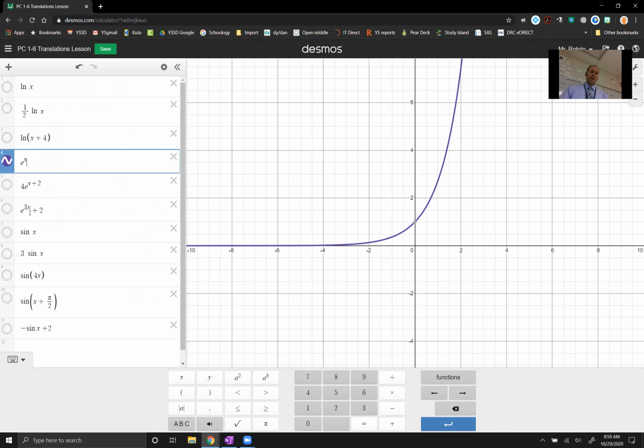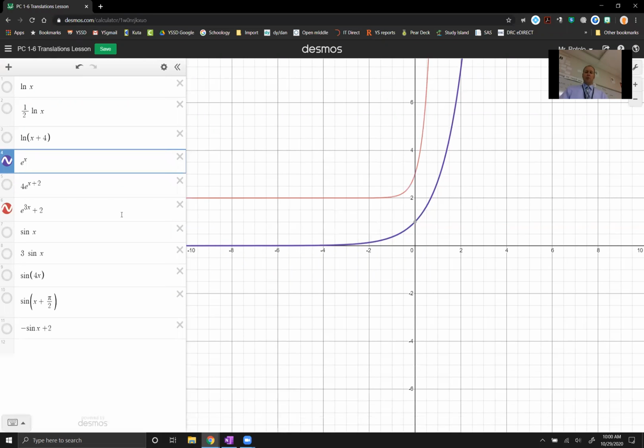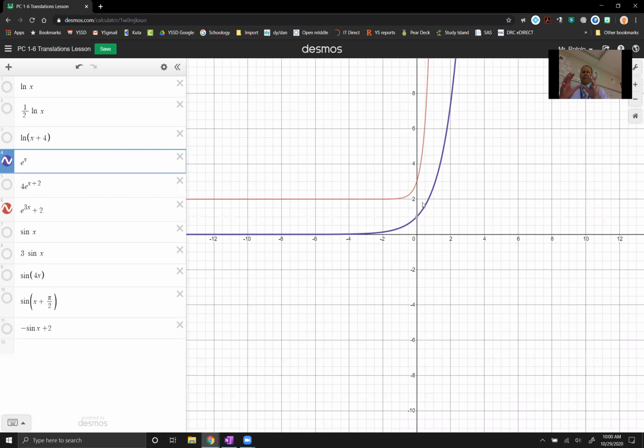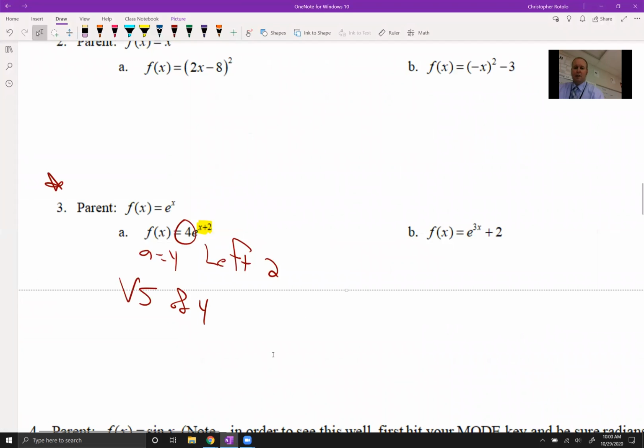But I also have a plus 2 on the outside. It's not in the exponent, so that means we should see it move up. Here's the up 2. And if we look at the other one, what do we believe that to be? Horizontally, we've compressed it, right? It's going up a lot faster, because it looks like a vertical stretch. That's why these two things kind of overlap just a little bit. So the 3 gives us a horizontal compression of 3, plus 2 gives us up 2 units.